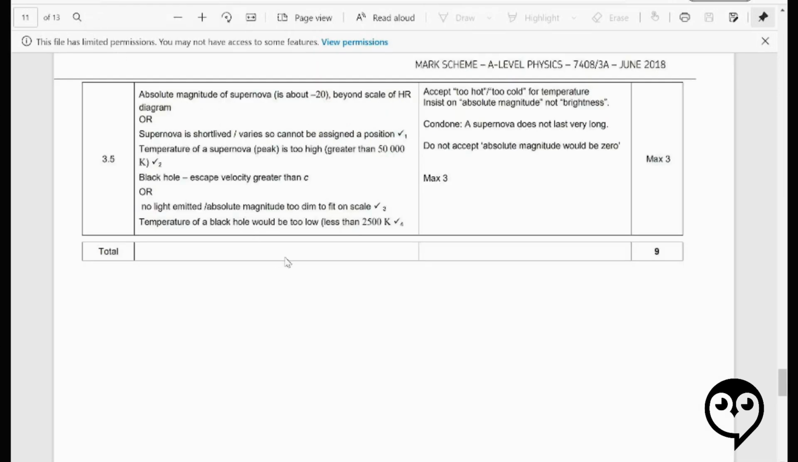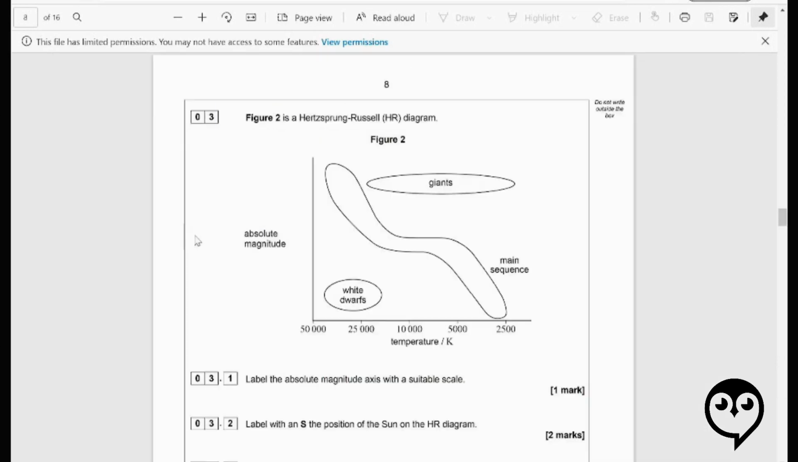What do they say here? Absolute magnitude of a supernova, right, beyond the scale, like we said. And then also, I'd said that they are short-lived, and so we can't really say. But it's either one or the other about that, okay, about the supernova. Okay, the temperature of a supernova is peak. It's too high. Yeah, it's going to be, again, off the temperature scale. It's going to be well above the 50,000 K, isn't it? So you're talking about way over here, up and to the left, way off the scale.